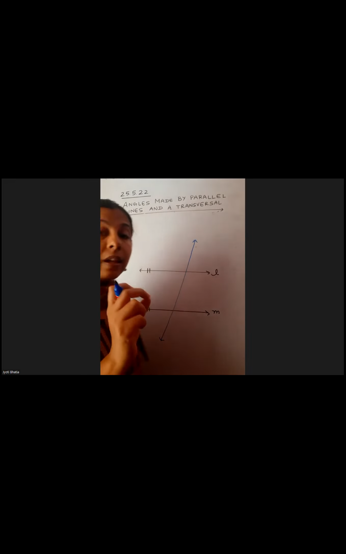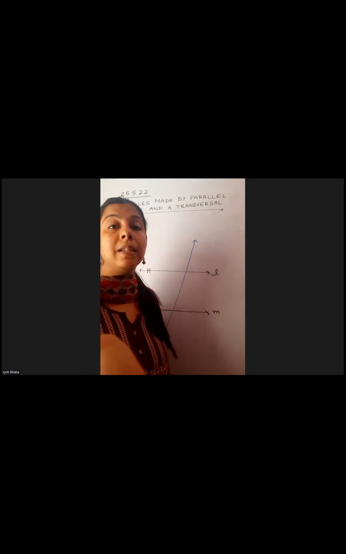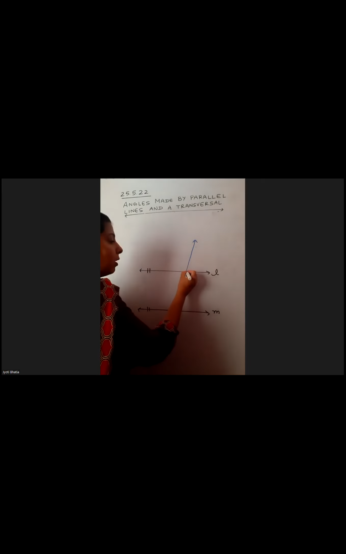Now, beta, it is going to be cut by a line. Suppose we are drawing this line. This line is intersecting, or you can say is meeting, or is cutting the given parallel lines at two different points. One point is this, the other point is this. And thus, this line is called a transversal line. What is this line called? Transversal.